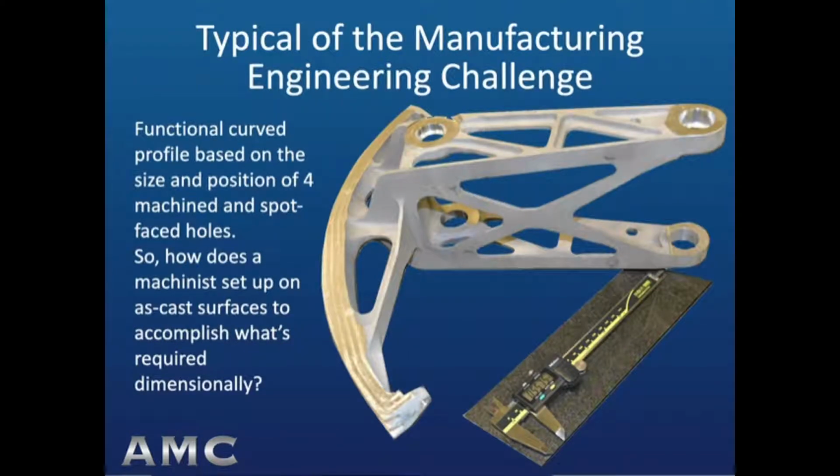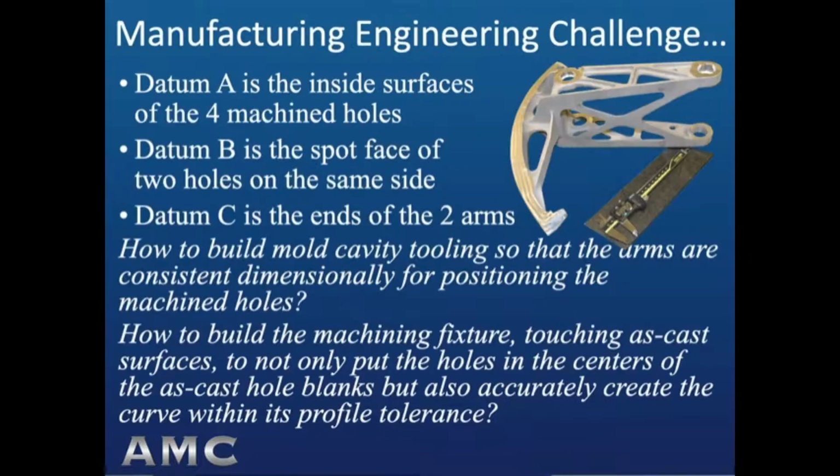Here we have a functional curved profile, primarily based on the size and position of the 4 machined and spot-faced holes. So the question is, how does a machinist set up on the cast surfaces to accomplish what's required dimensionally? In this case, notionally datum A is the inside surface of the 4 machined holes, datum B is the spot face of 2 holes on the same side, and datum C is the end of the 2 arms.